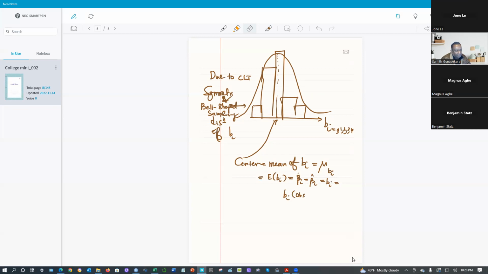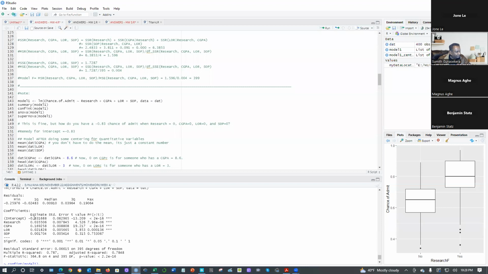That's the center of this distribution. That's the point estimate. This is your B naught obs, B1 obs, B2 obs, B3 obs, B4 obs, like that.